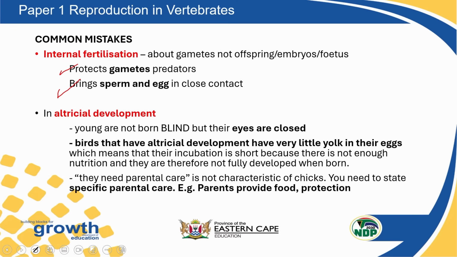They need parental care, but so do precocial animals. So we need to state that the parental care needed by altricial animals is to provide food and for protection, okay, not just parental care.